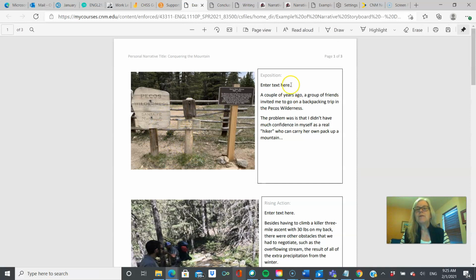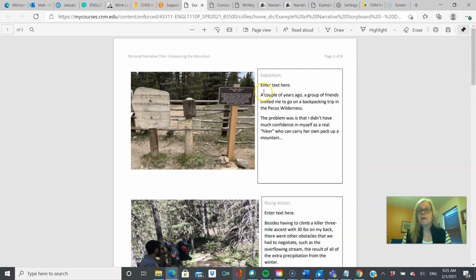Here's an image, and the exposition is here. So Donnie Martinez wrote this piece. "A couple of years ago, a group of friends invited me to go on a backpacking trip in the Pecos wilderness. The problem was that I didn't have much confidence in myself as a real hiker who can carry her own pack up a mountain." Cool. We have background, and we've introduced the main character, the protagonist, and the conflict. She had doubts.